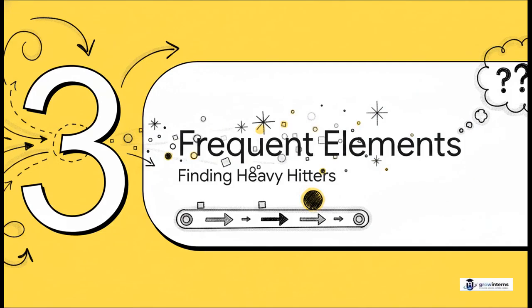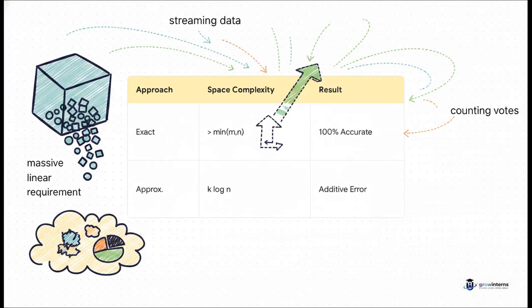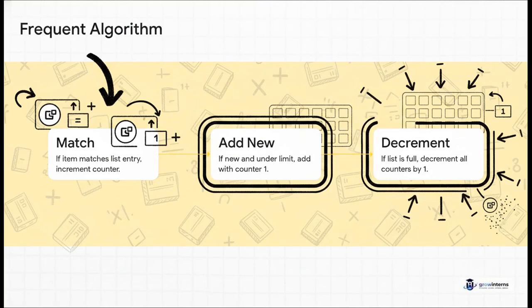Section 3. Tracking frequent elements. Time to find those heavy hitters. Take a look at the dramatic reduction in memory required here. We're going from a massive linear requirement to a tiny logarithmic one. How? By trading absolute precision for a calculated margin of error. If you need to know exactly which element appeared the most, say counting votes in an election, the math proves you need memory proportional to the number of distinct items. But if you can accept just a tiny bit of fuzziness, an additive error margin, we can use randomized approximation to shrink our memory footprint down to almost nothing. So, here's exactly how we do it.